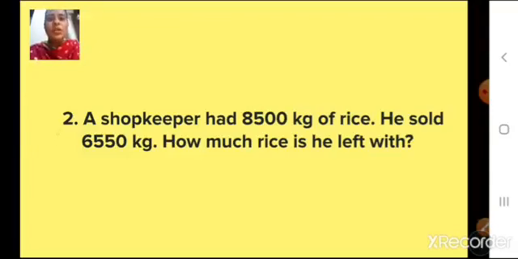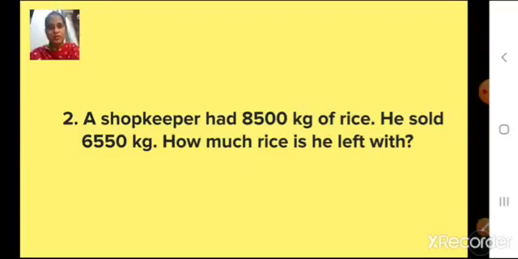Right. So before writing anything, repeat the question after me. A shopkeeper had 8,500 kg of rice. He sold 6,550 kg. How much rice is he left with? Children, now you have to imagine. Now there is a shop. In that shop, the shopkeeper had 8,500 kg of rice. So much rice he was having.